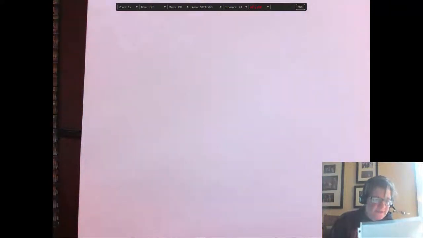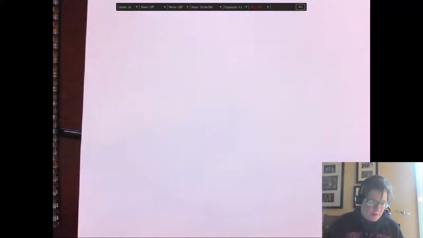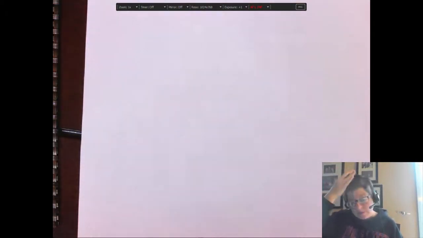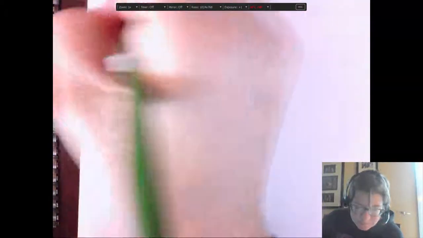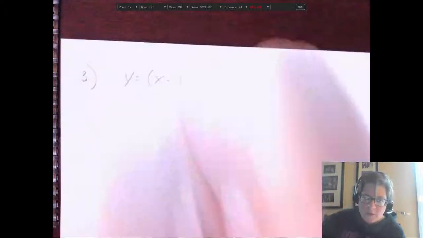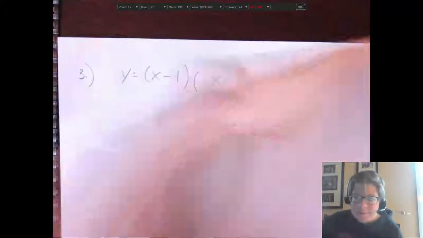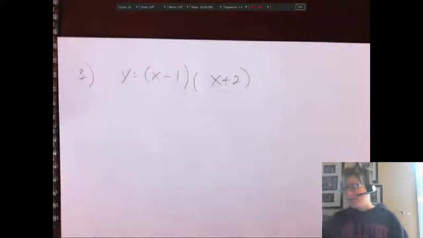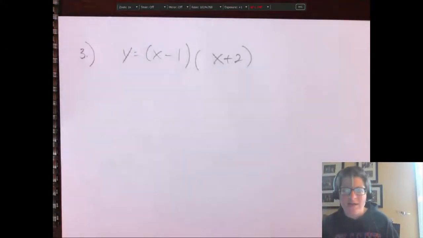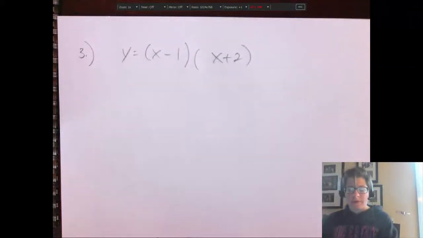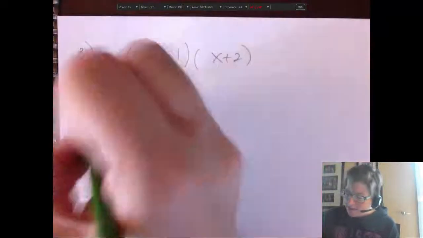What if I wanted to graph something like y equals (x minus 1)(x plus 2)? A lot of people get confused when they see it this way and then they're told to graph it. You can still plug that in your calculator and graph it, or you can do it by hand. I want to do it by hand. I think it's really important that you know both methods. And we'll check our answer on the calculator.